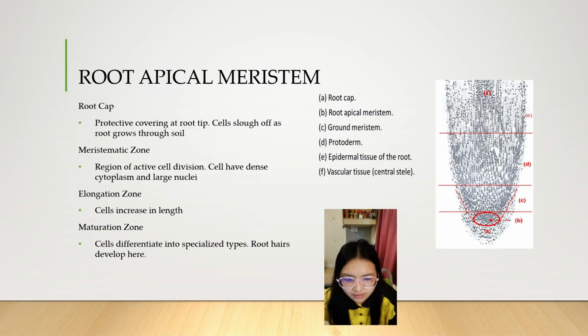Root cap is a protective covering at the root tip, and cells slough off as the root grows through soil. Meristematic zone is the region of active cell division. Cells have dense cytoplasm and large nuclei. Elongation zone is where cells increase in length, and maturation zone is where cells differentiate into specialized types. In this part the root hair will develop.